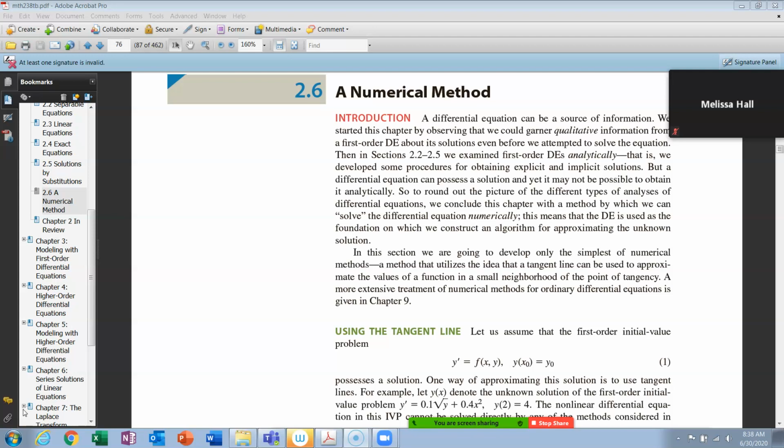We are recording, and here is the text in front of us here. So we're starting today, or at least my memory was, we're starting on 2.6 numerical methods, right? Is that your remembrance and understanding? Okay.